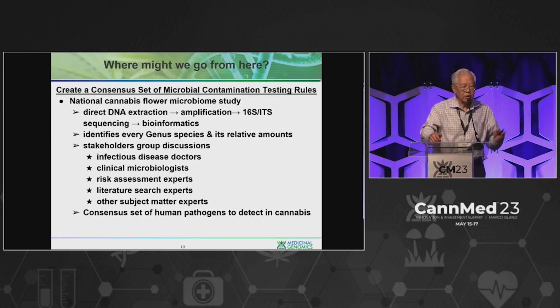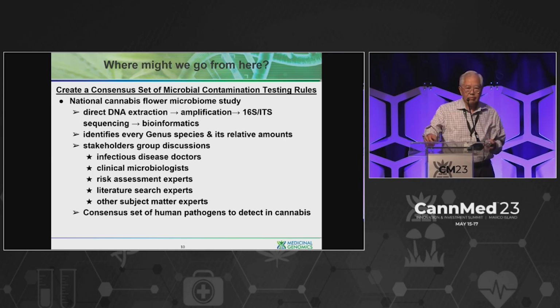So, yeah, I have a very short talk. So where might we go from here? The 6 specific pathogens that are required in the California model are not all the human pathogens in cannabis flowers. I'll be the first to admit that. So how do we identify these additional human pathogens, which would lead to a possible creation of a consensus set of microbial testing rules to be considered by the federal government? And so this research study is a massive study.